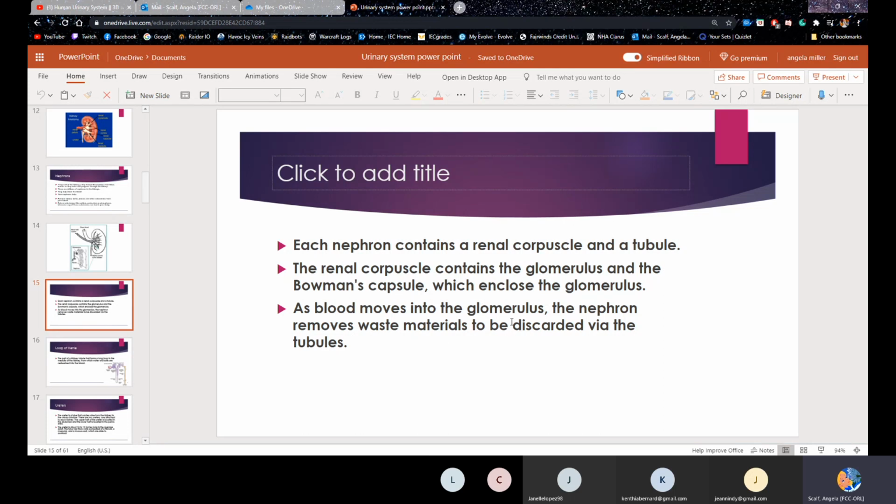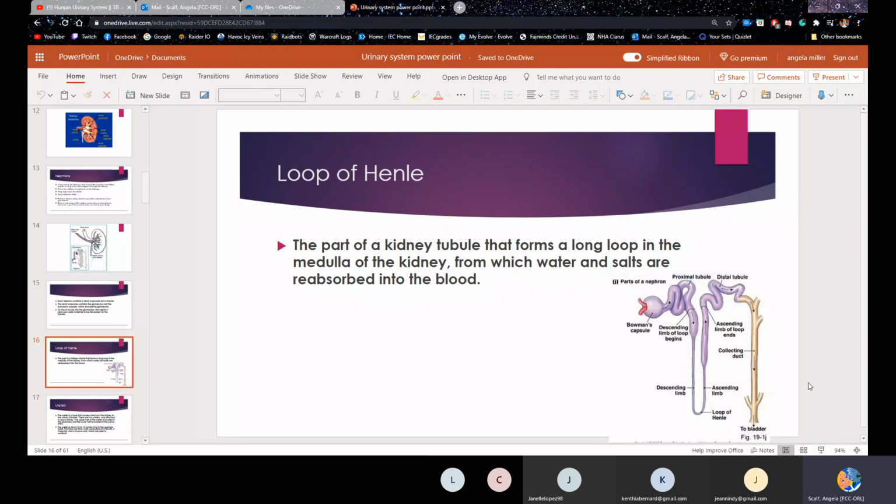As the blood moves into the glomerulus, the nephron removes the waste and discards it by the tubules, okay? And that's what we see. Let me see if I can move. Yes. And that's what we're seeing right here. So here's that Bowman's capsule, and here's where it's moving and filtering through, and it's another filtration process, and then through the tubule, and from there it's delivering the waste.